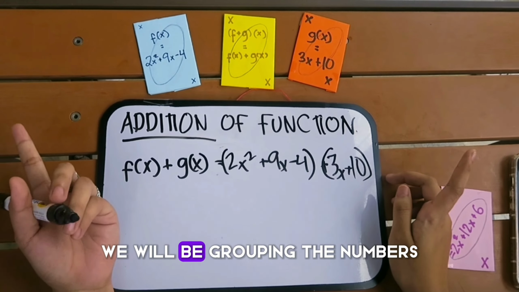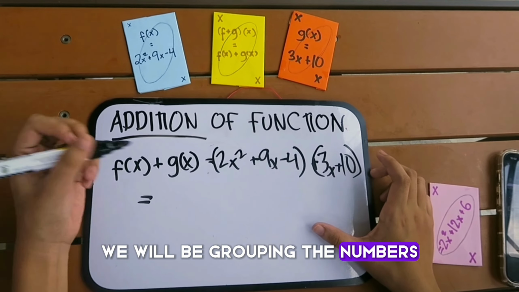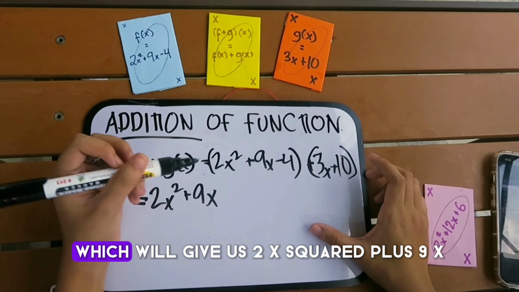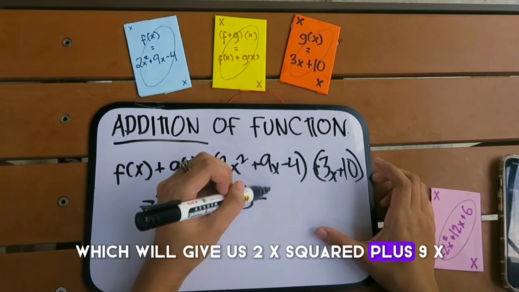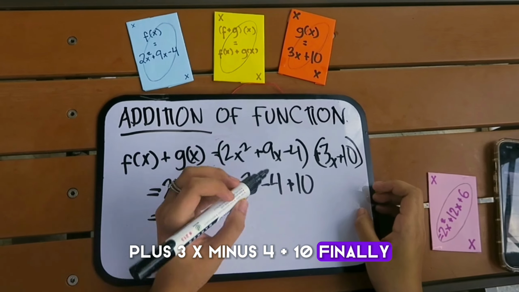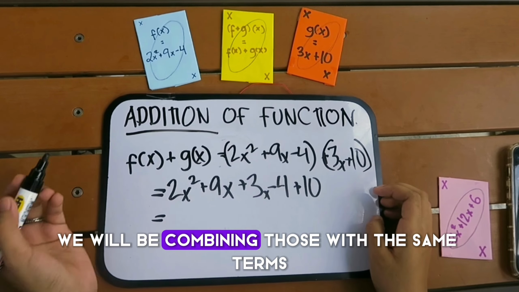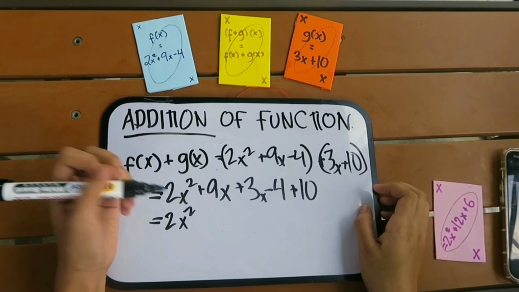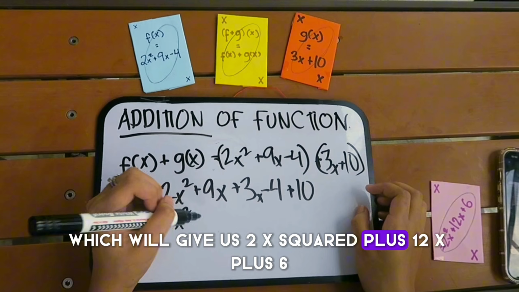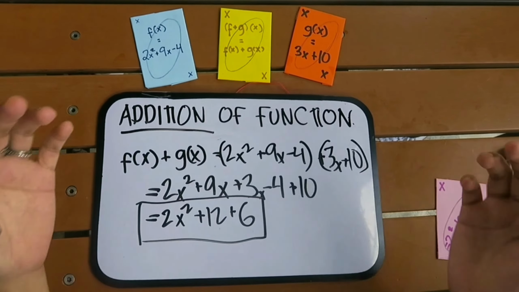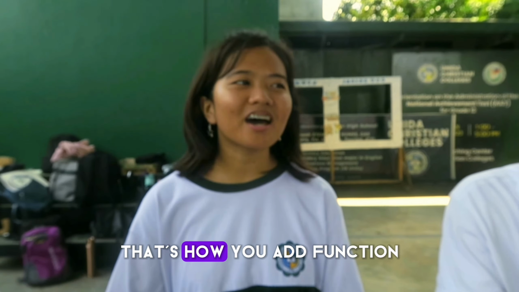Next, we will be grouping the terms with the same variables, which will give us 2x squared plus 9x plus 3x minus 4 plus 10. Finally, we will be combining those with the same terms in order to get our final answer, which will give us 2x squared plus 12x plus 6. And that's how you add functions.